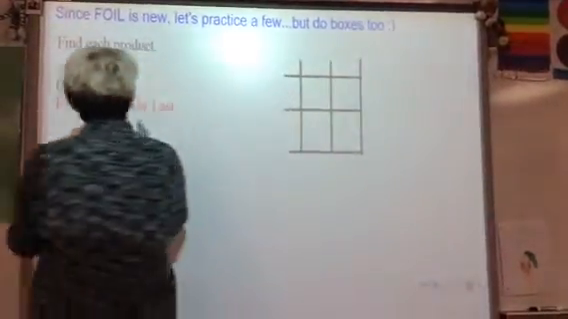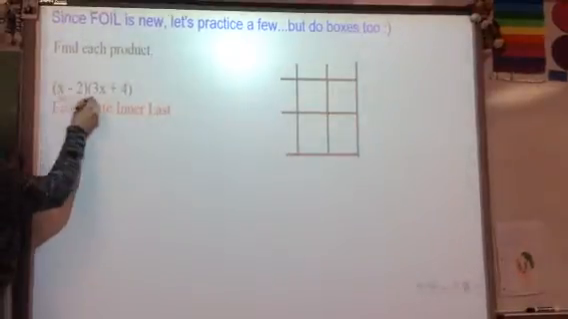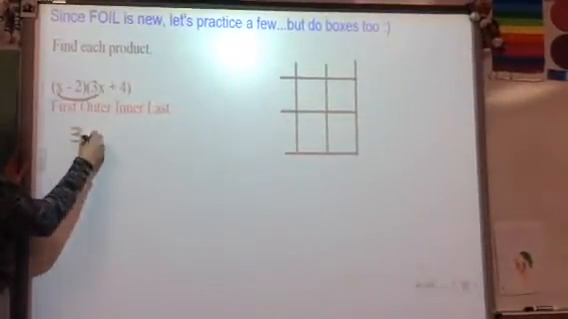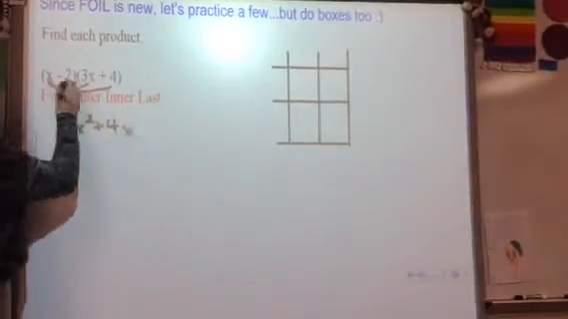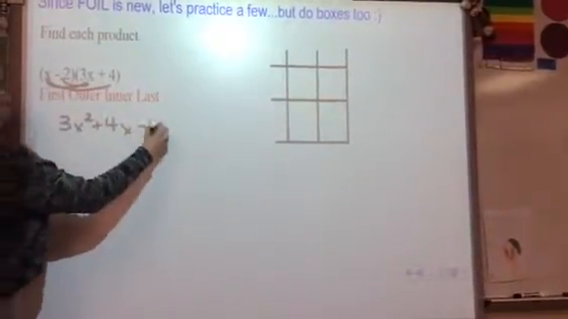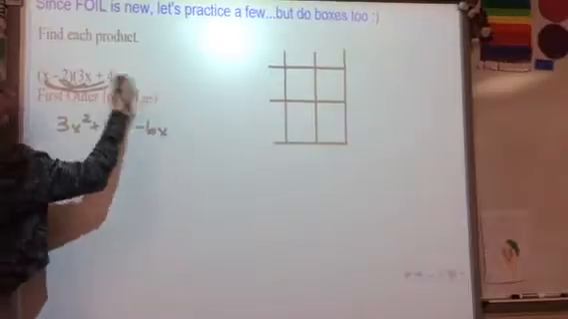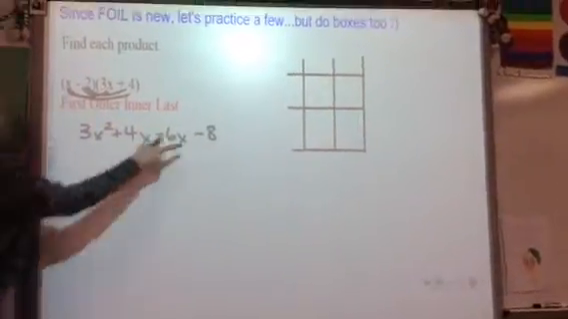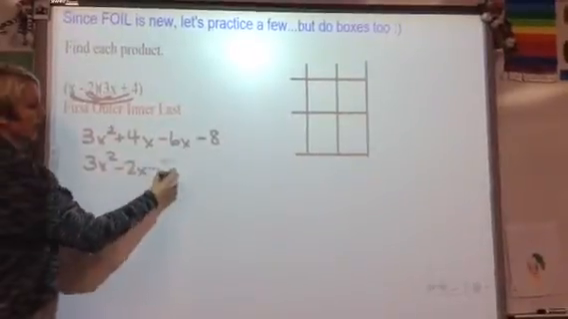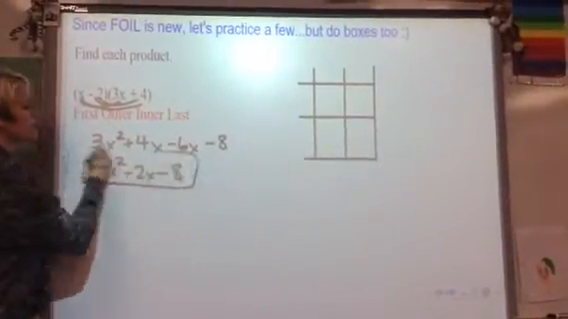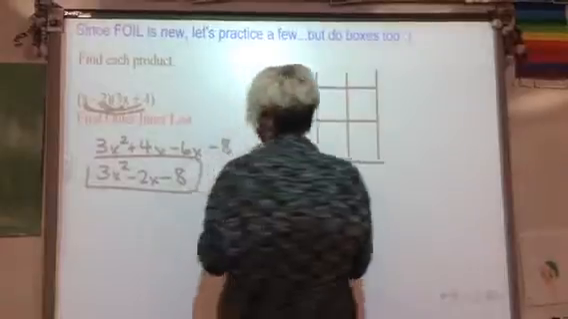So let's try FOIL first. So first, that would be 3x times x. Outer, 4 times x. Inner, negative 2 times 3x. And last, negative 2 times 4. We gather our like terms, so this would be 3x squared minus 2x minus 8. I'm going to go ahead and show you how you would do this with boxes, for those of you that like boxes.